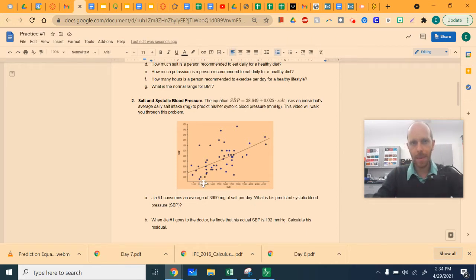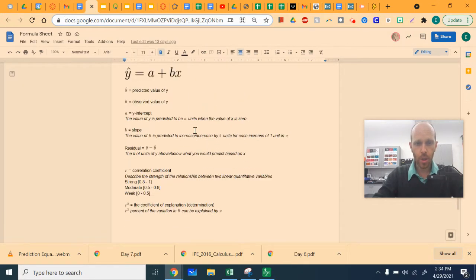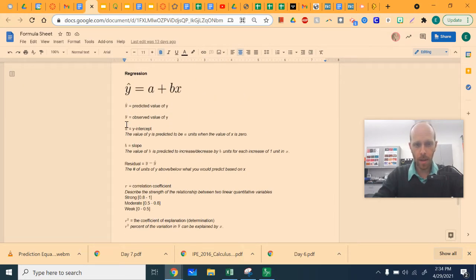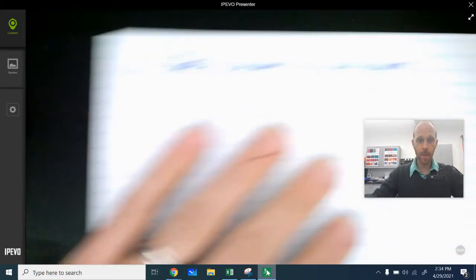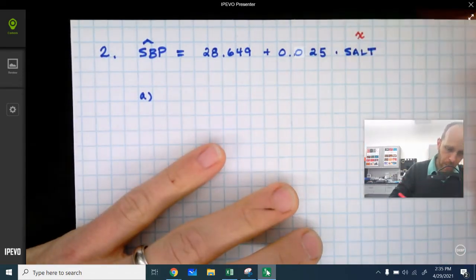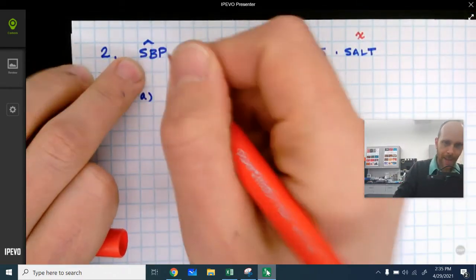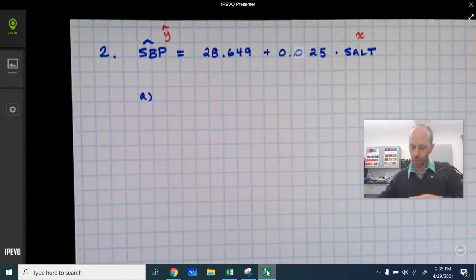Something that might be helpful as you're answering these questions is this formula sheet, the last page of which has all kinds of regression stuff, like what the y hat, the y, the a, the b, the residual, and the correlation all mean. With that in mind, without further ado, let's begin. I've written down my equation here. Salt is our x value, and hat SBP means the predicted systolic blood pressure.